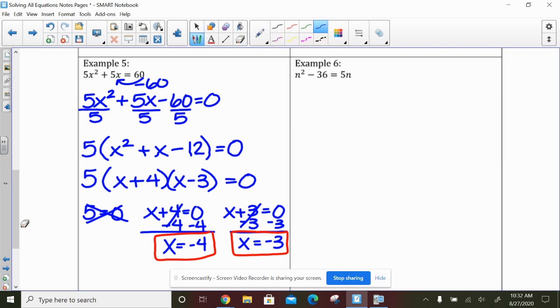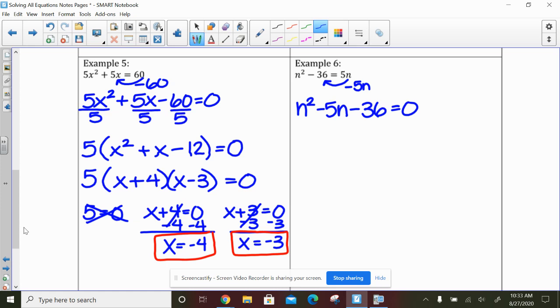Okay, and then the last example. So is it equal to 0? It is not, so I've got to move this 5 in over here. It's positive, so I need to subtract it. Now, since it has an n, I want it to go in the middle. Okay, so when you rewrite it, you'll rewrite it n squared, then minus 5n, and then the minus 36. Okay, so that's in standard form, so make sure it's in standard form.